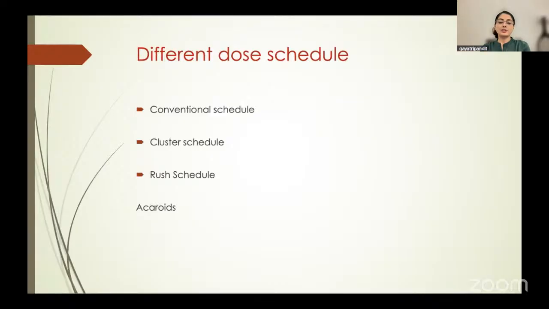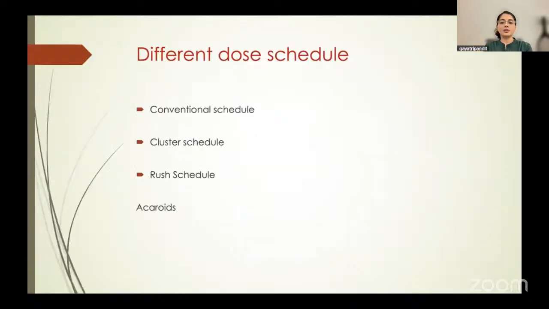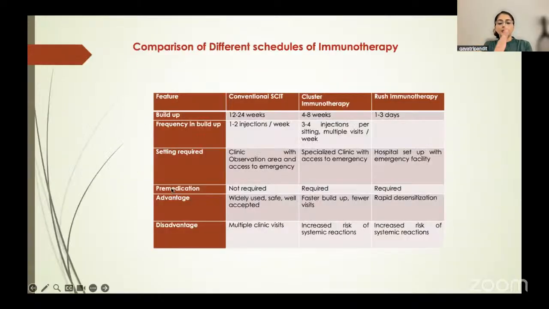The cluster and rush schedules are basically to reduce the initial build-up phase, which would usually take 4 to 5 months. You shorten it by a couple of weeks in cluster immunotherapy, and by 2 or 3 days in rush immunotherapy. So the differences are: in the conventional schedule, the build-up phase takes 4 to 6 months. In cluster immunotherapy, the build-up phase is quite shorter, around 2 months. In rush immunotherapy, it is much faster, in 1 or 2 days.